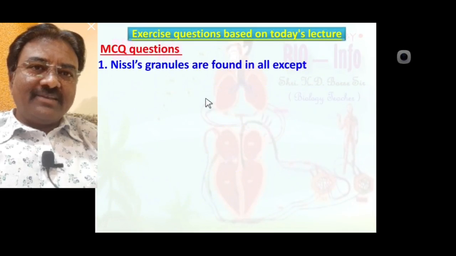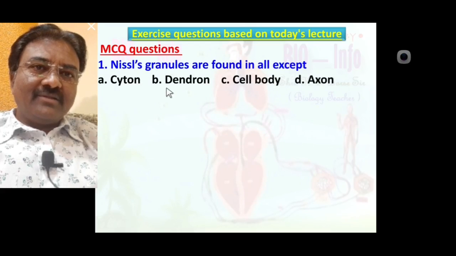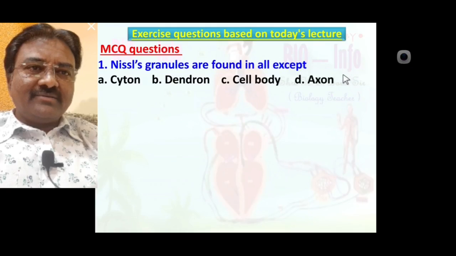MCQ question number 1. Neutral granules are found in all except: cyton, dendron, cell body, axon. Yes, the correct answer is D, axon. Cyton, dendron and cell body contain neutral granules, but axon does not contain neutral granules. So D, axon is the correct option.